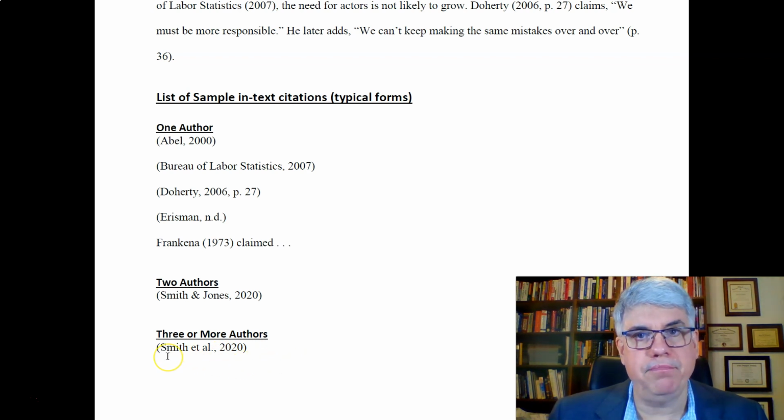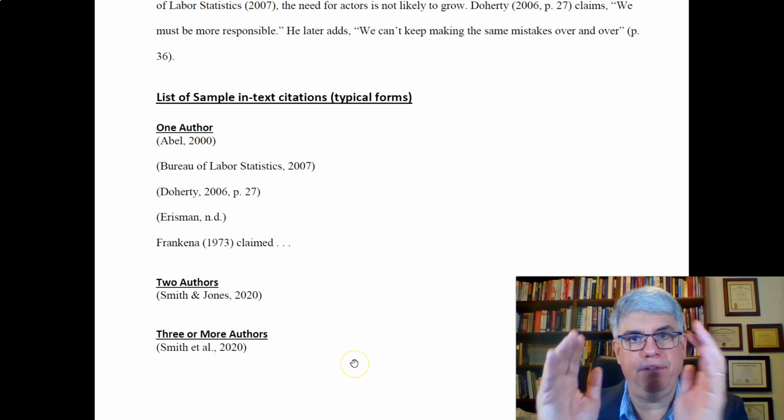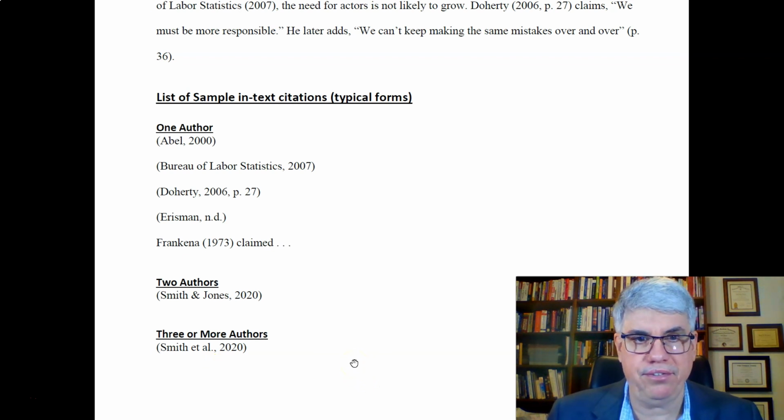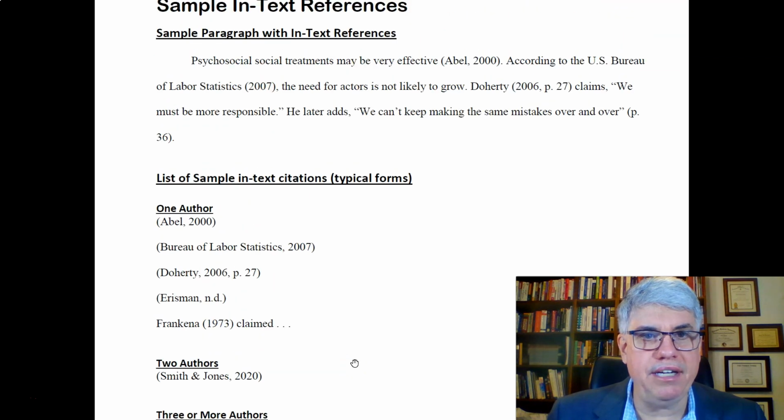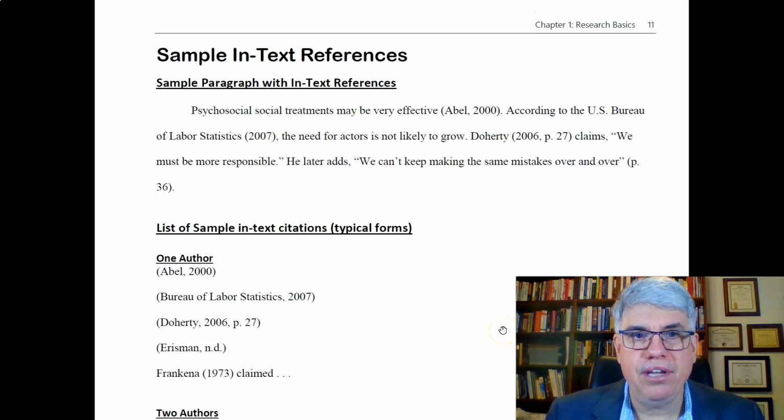Now we can also say Smith et al. in the text, and we wouldn't have a comma after it. We would say Smith et al. said, or Smith and colleagues said, and then have the 2020 in parentheses. So these are some of the in-text references used in APA formatting.